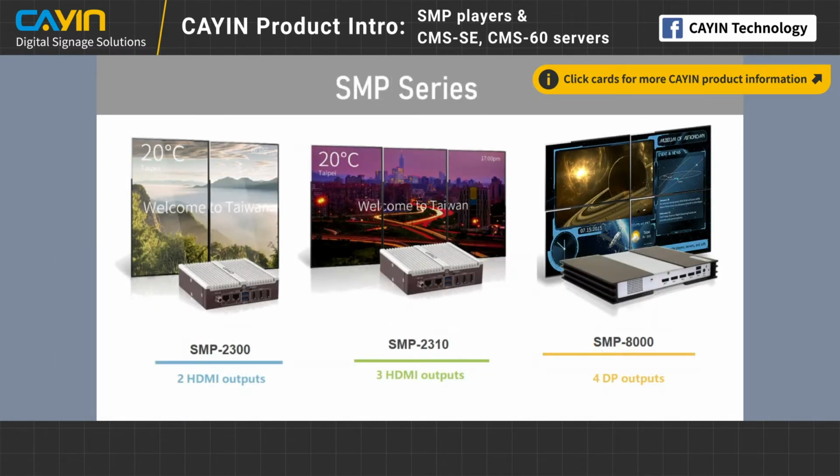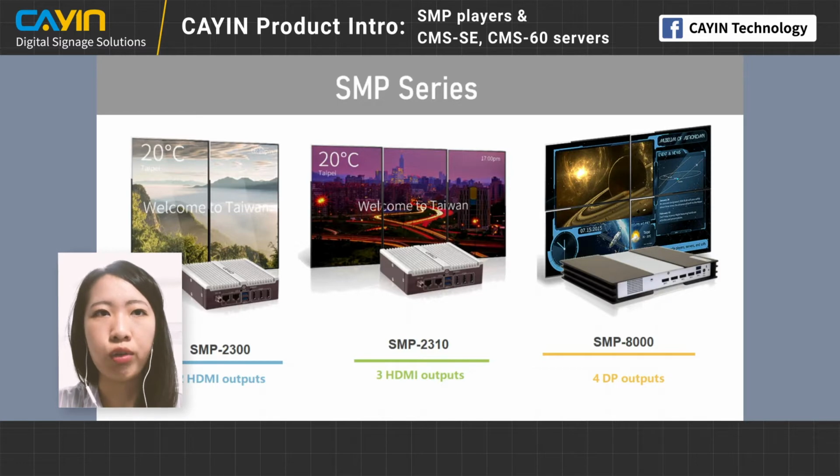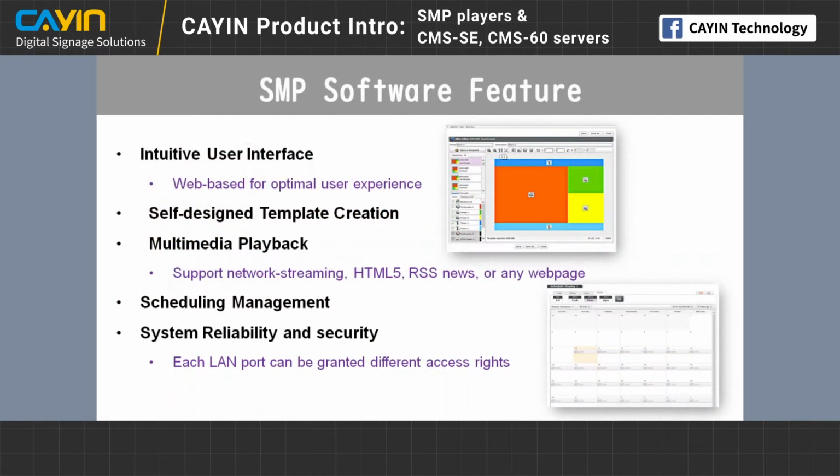We have three models for K-In's SMP series: SMP2300 for 2 HDMI outputs, SMP2310 for 3 HDMI outputs, and finally SMP8000 for 4 DP outputs. For more information about the three models for the SMP series, you can take a look at K-In's SMP player selection guide. The SMP software features an intuitive user interface, self-designed template creation, multimedia playback, and scheduling management. Moreover, the system is reliable and secure.